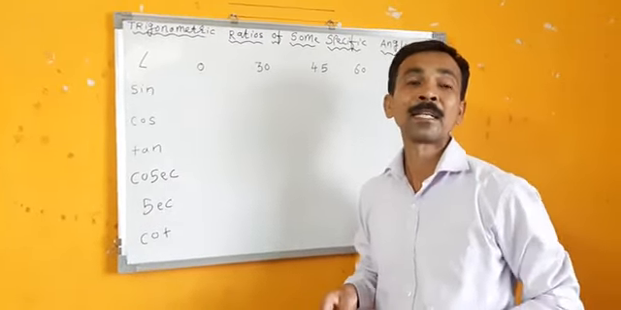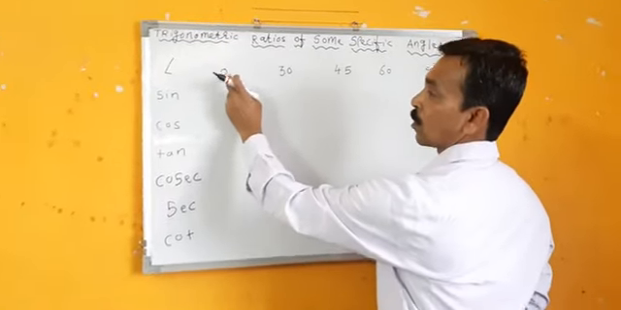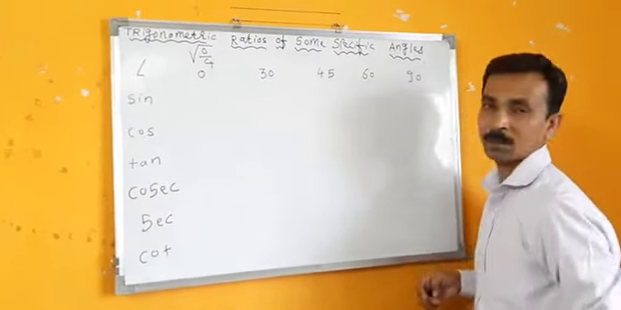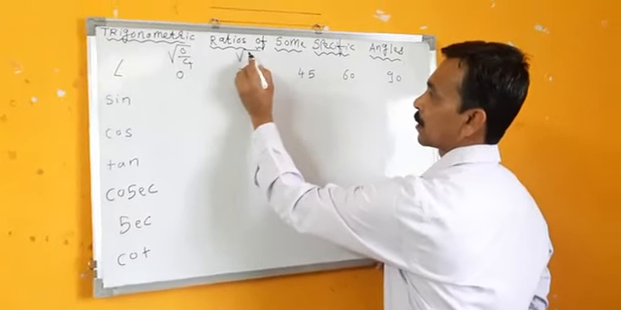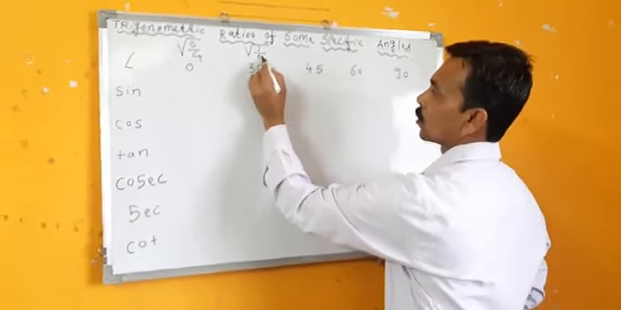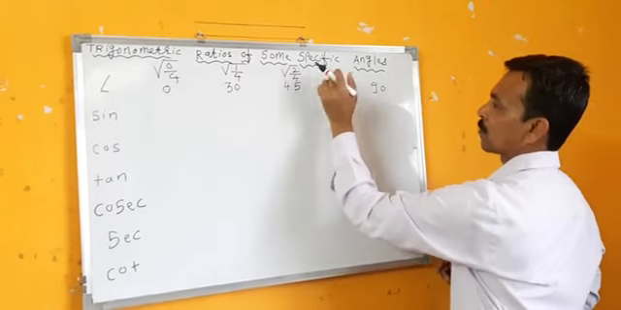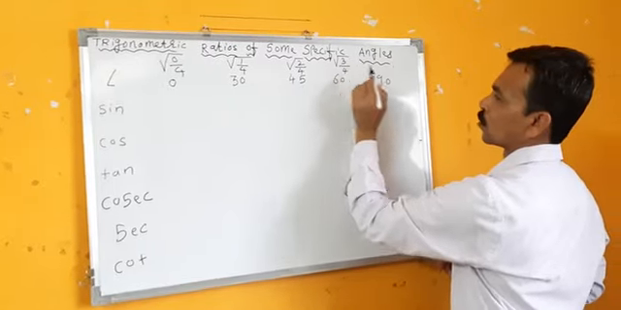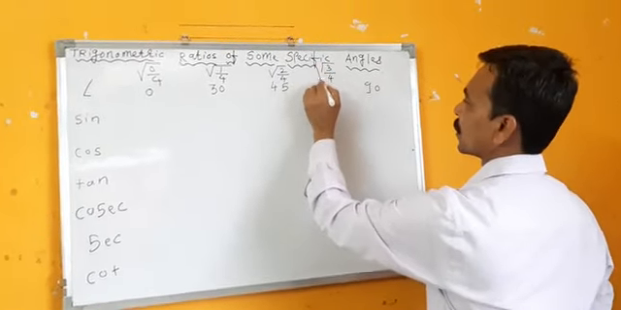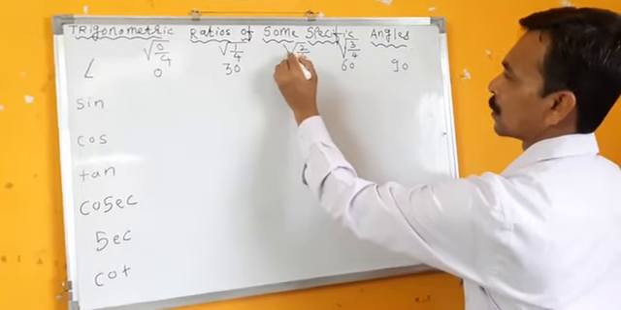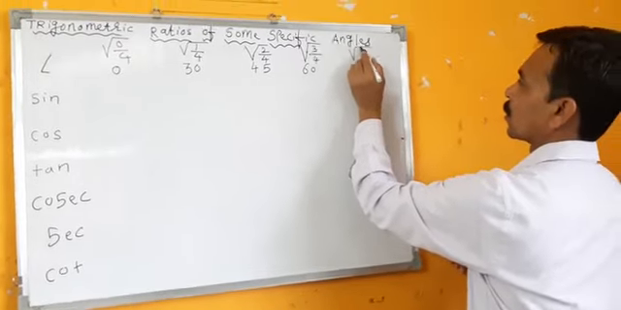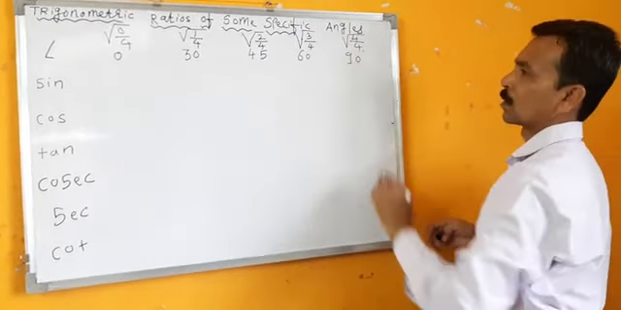As I said, I'll tell you the trick. Above the 0, write under root 0 by 4. Above 30, write under root 1 by 4. Above 45, write under root 2 by 4. Above 60, write under root 3 by 4. Above 90, we have to take under root 4 upon 4.